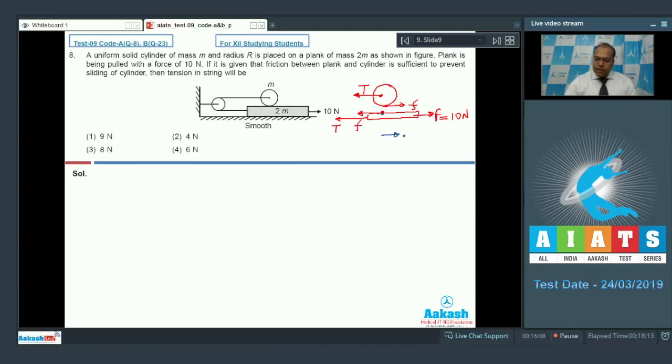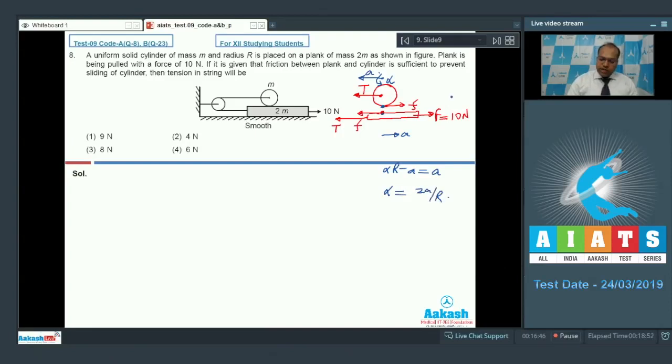Let, due to action of this force, this point have a tendency to move in this direction with an acceleration a. Since the cylinder and the plank are connected by a string, the acceleration of the center of mass is also a in this direction, and let the angular acceleration of the cylinder be alpha. Then by applying the constraint of rolling motion, the acceleration of this point is alpha r minus a, which must be equal to a for perfect rolling. So the value of alpha comes out to be 2a by r.